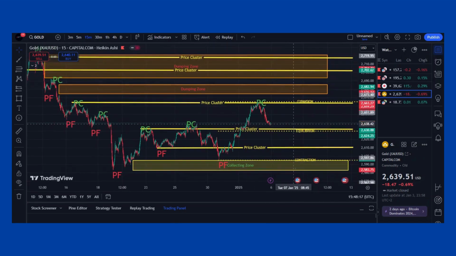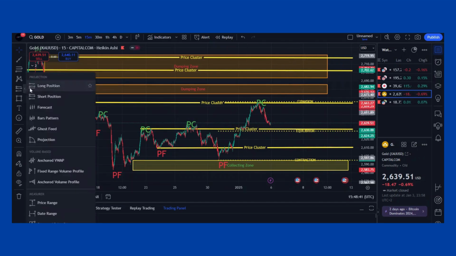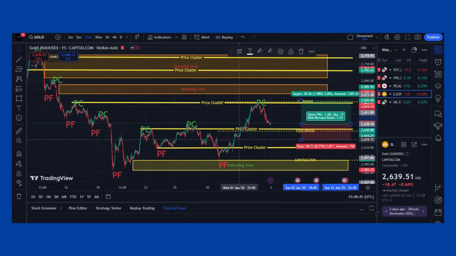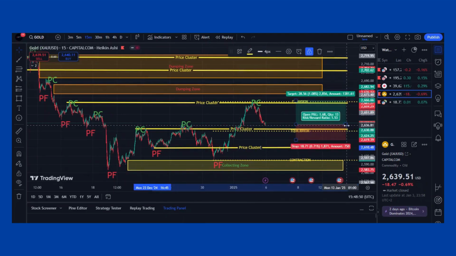I'll be looking for gold to form, in this expansion level, internal price floor and price ceiling, break down and go close to the equilibrium or construction level, then form the appreciation level. Then on the appreciation level, I'll be looking for long. I will definitely be looking for long. Probably by then we'll have an internal collecting zone.